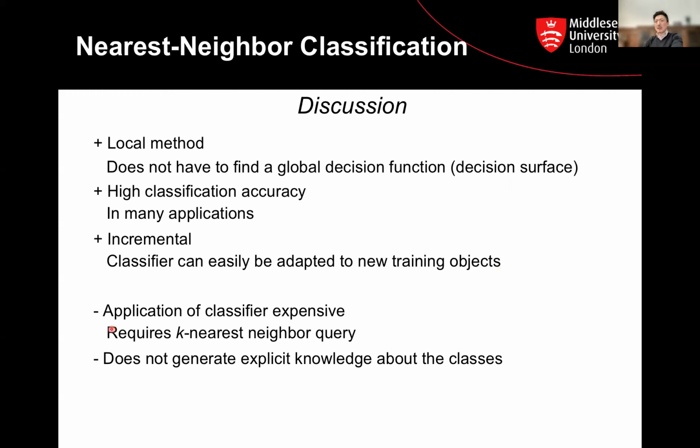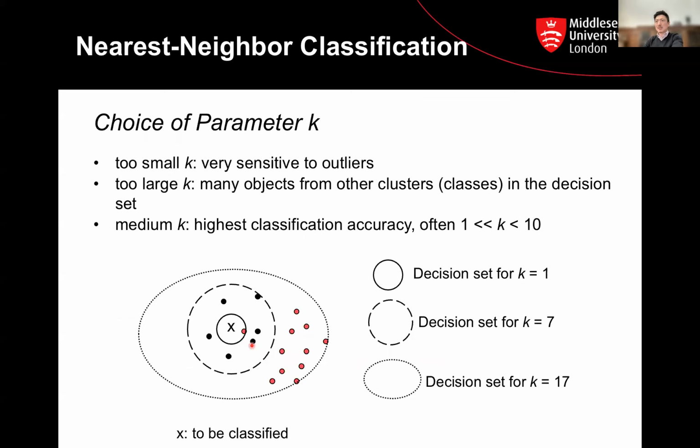The problem is it can be quite expensive. A k-nearest neighbor query itself can require you to go through the entire data set. What this means is if we want to find, let's say, the 5 nearest neighbors of this X in the entire data set, in the worst case you have to calculate the distance between X and all the other points, and then pick the top 5. If you have lots of points, that can be quite expensive.